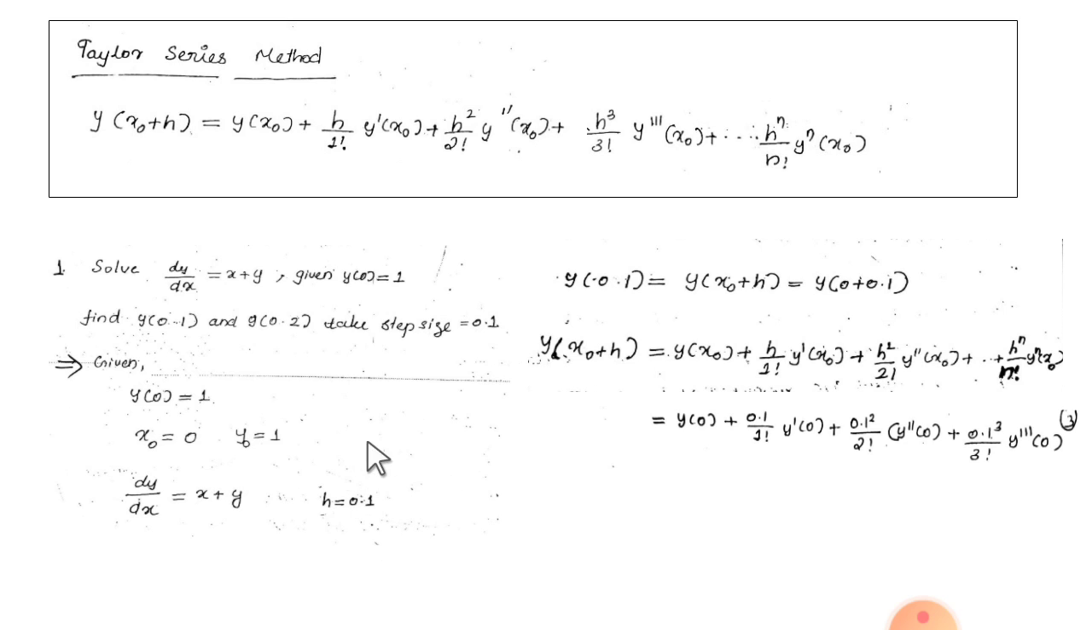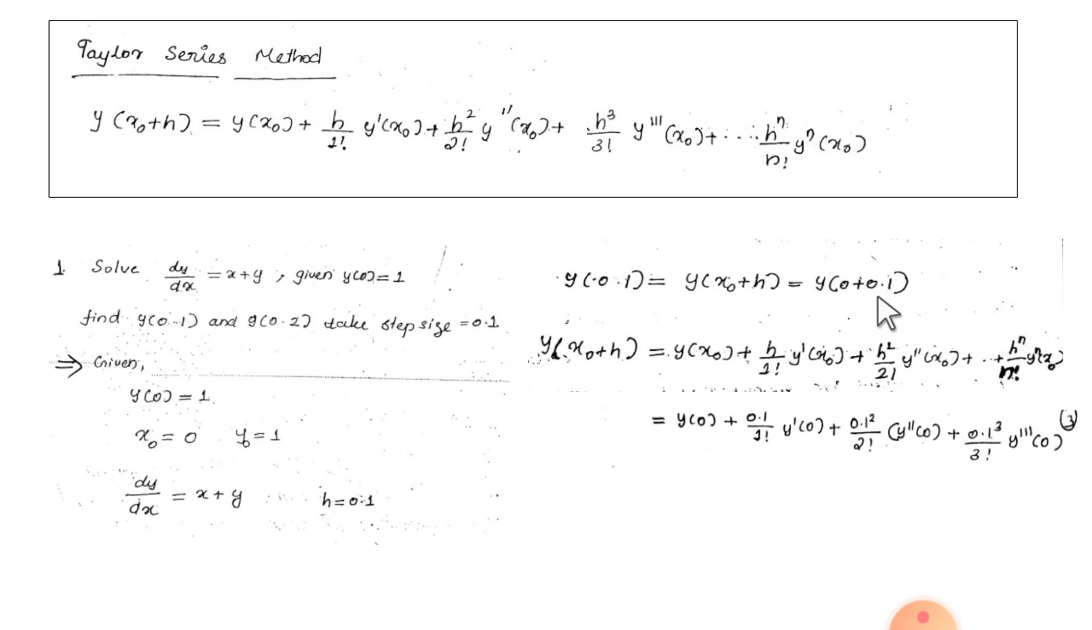Now you have to find y of 0.1, is it? So look at the equation. It is given as y of x0 plus h. So you have to write y of 0.1 in this form, that is y of x0 plus h. For that, x0 we have already obtained, is it? So x0 equal to 0. So it can be written as y of 0 plus h, which is 0.1. So y of 0 plus 0.1. Now you have to rewrite this equation in terms of what?